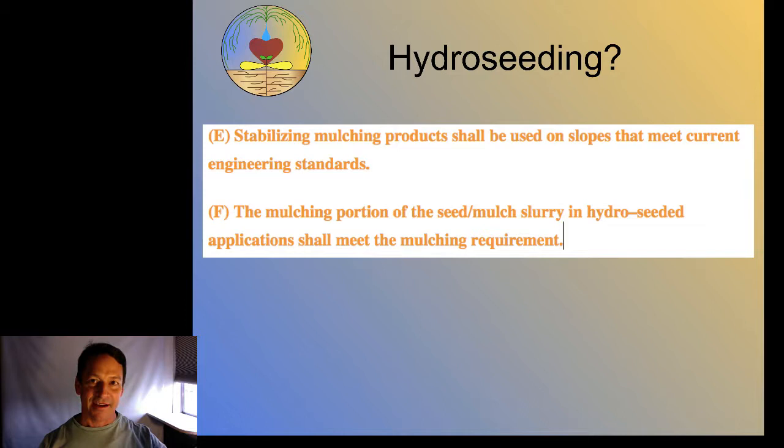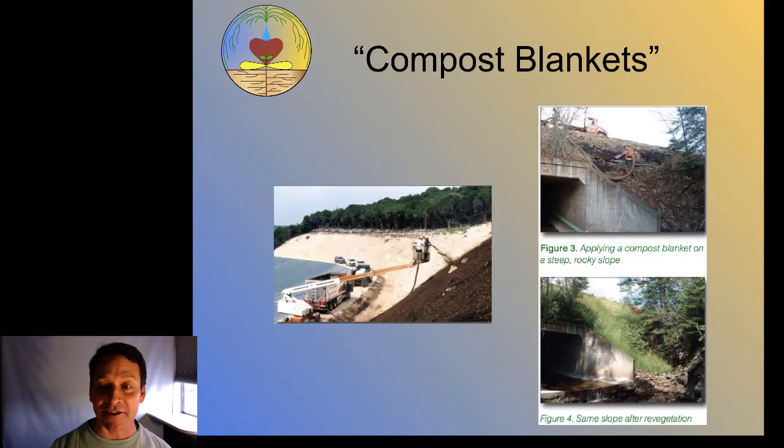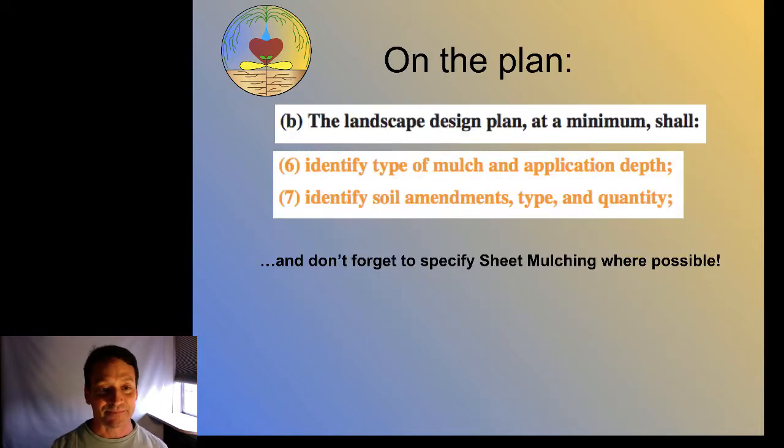So remember I said that the rule is essentially to incorporate the compost into the top 6 to 8 inches. But what we can do for steep slopes is just put on a compost blanket, right? That meets current engineering standards. And current engineering standards, a good way to look at that would be to look at Caltrans. Here's a great example of applying a compost blanket on a steep, rocky slope. It's been shown to actually hold slopes better than a lot of soil fabrics.